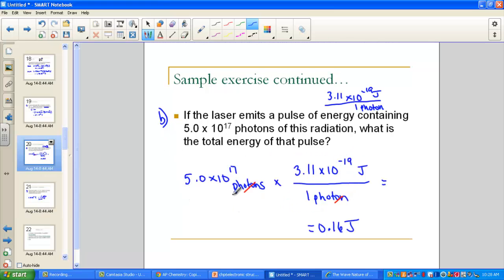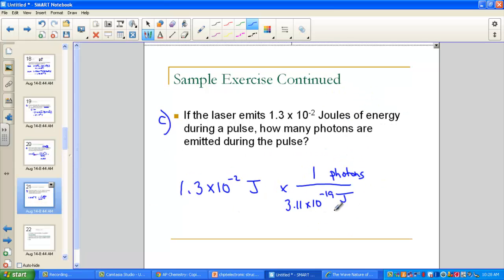Let me be sure that's the correct conversion. Yep. 3.11 times 10 to the negative 19th joules for every one photon. Writing our conversion this way cancels joules and brings us into the unit of photon. So here I'll take 1.3 e negative 2 divided by 3.11 e negative 19. Did you get the same as me? Make sure.